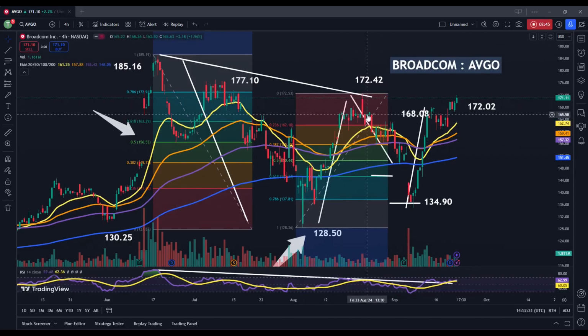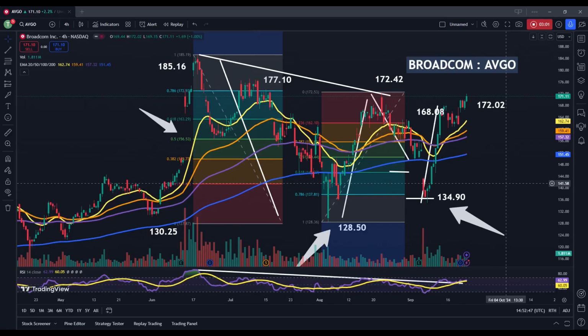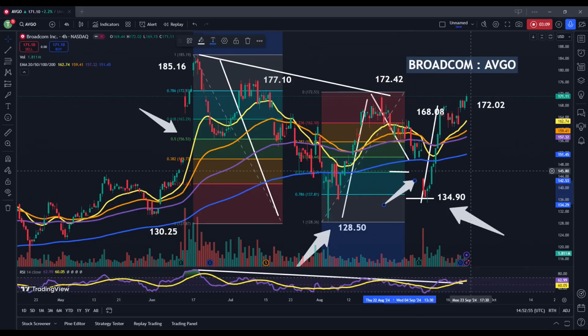If we go back in time a little bit, we can see how we arrived at that figure. This movement from 128.50 to 172 gives us a 78.6% Fibonacci retracement coming in right around 135. It was more like 137, but this is a longer term time frame here. We can have a couple of dollars in slippage, especially when you're seeing the type of price action that Broadcom was experiencing at that time.